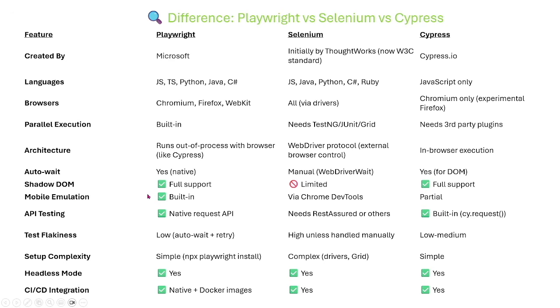Mobile emulation: built-in. Chrome DevTools: partial. API testing: native request API; Selenium needs REST Assured or others; built-in. Test flakiness: low, high, and middle. Setup complexity: simple, complex, simple. Headless mode: yes, yes, yes. And CI/CD integration: yes for all three.